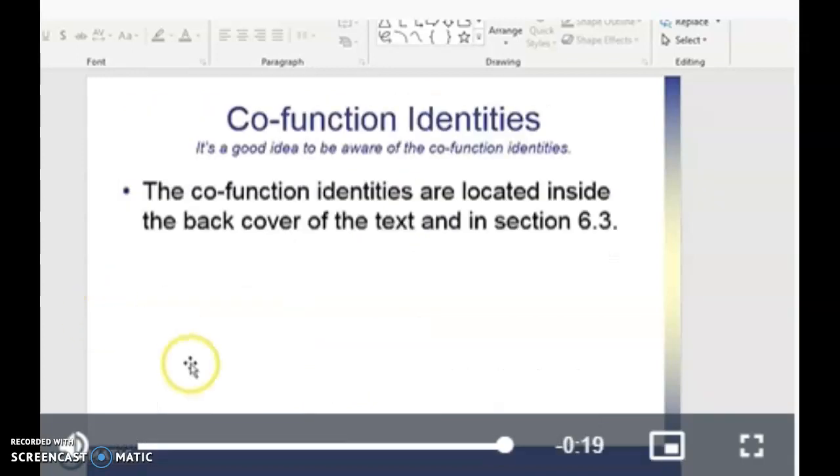In closing, please be aware cofunction identities do exist. These are located in section 6.3 in your textbook and also inside the back cover of your text.